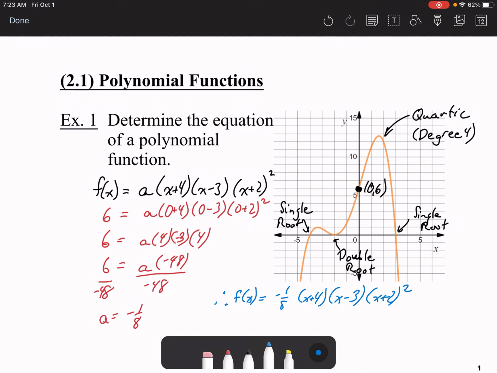Now, if you've forgotten what a triple root looks like, a triple root kind of hovers at the x-axis for a short period of time. So it does still cross through, it just stops momentarily there and then continues on. You can review your notes from grade 11 to verify those.